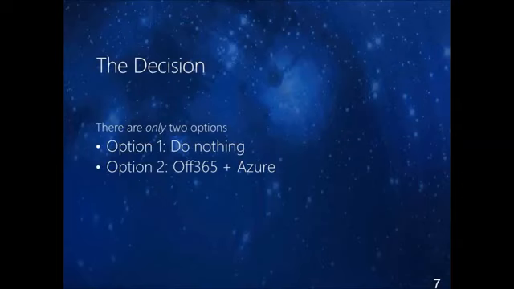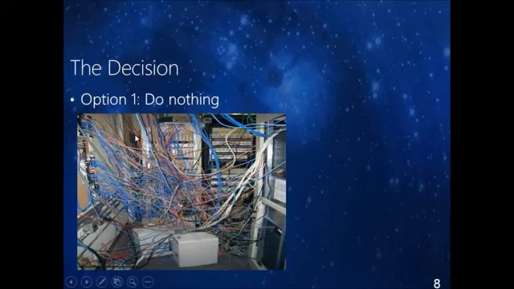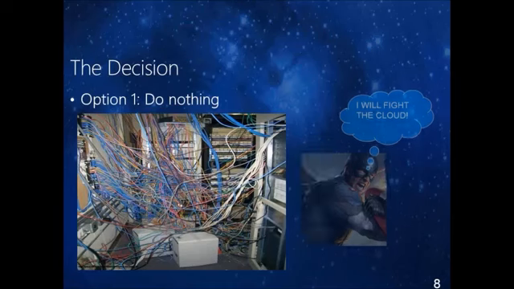So okay, today I think there are only two options. You can do nothing, or you can do Office 365 and Azure, or without Azure, but you will see throughout this webinar that Azure is a part of Office 365. So that's what you would probably call a hybrid solution anyway. I will try to demystify the hybrid lingo throughout this webinar. If you do nothing, as in option 1, you probably end up with this kind of server room with no control of anything.